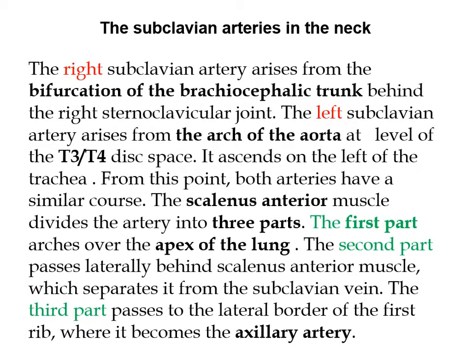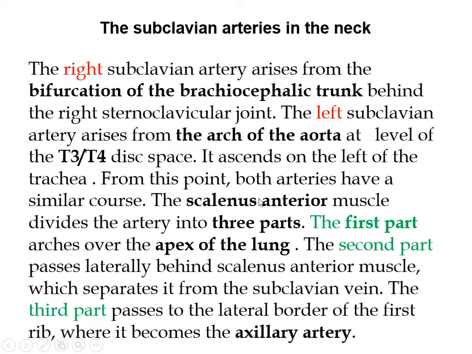Subclavian artery in the neck. As we mentioned, the right subclavian artery arises from the bifurcation of the brachiocephalic trunk behind the right sternoclavicular joint, while the left subclavian artery arises from the arch of the aorta at the level of the T3-T4 disc space. It ascends on the left side, left to the trachea. From this point, both arteries have similar courses.